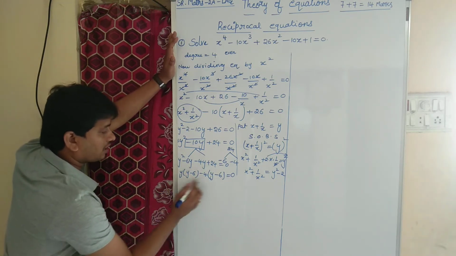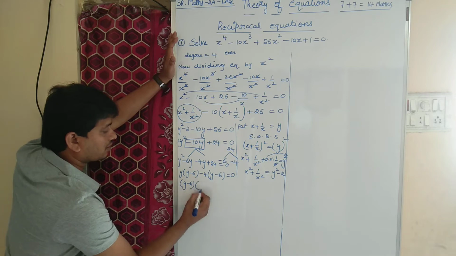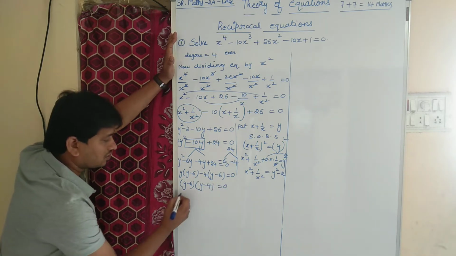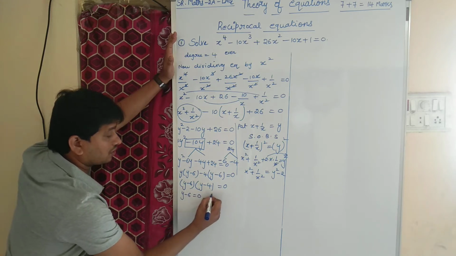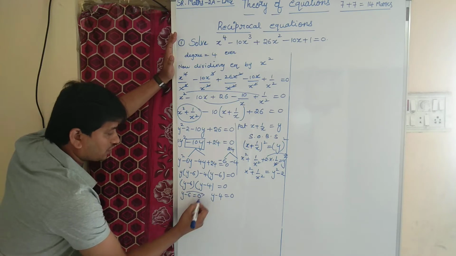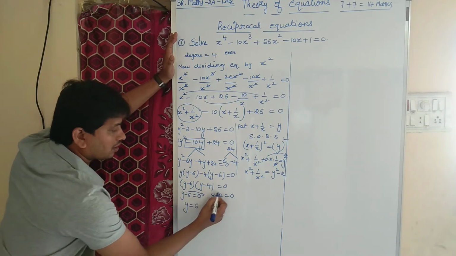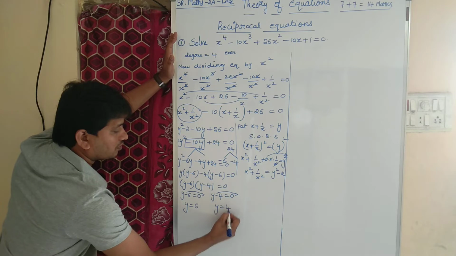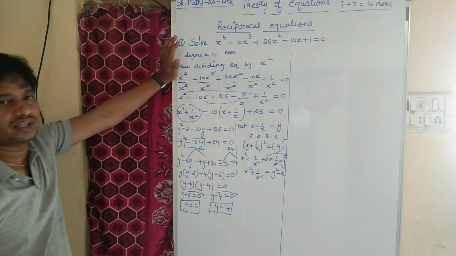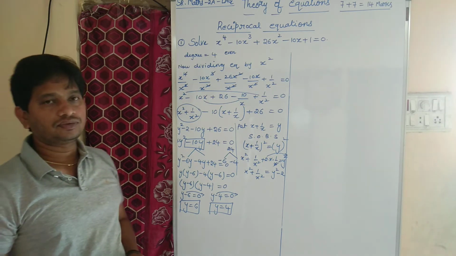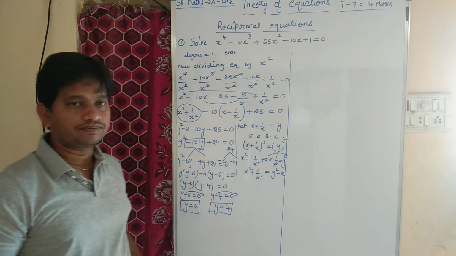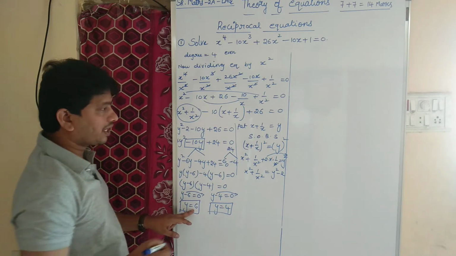Now again I can take y minus 6 as common, I will get y minus 4 equal to 0. So one is y minus 6 equal to 0 and the second one is y minus 4 equal to 0. Minus 6 you transpose, you will get plus 6, minus 4 you transpose, you will get plus 4. So we got the values of y. One is y equal to 6, the second one is y equal to 4. Children, as we consider x plus 1 by x as y, so we got two cases.